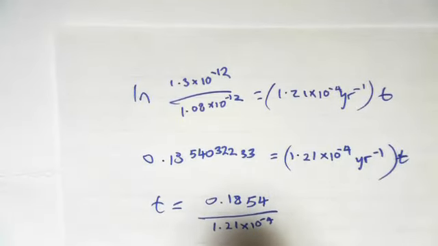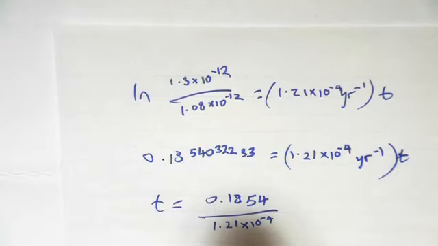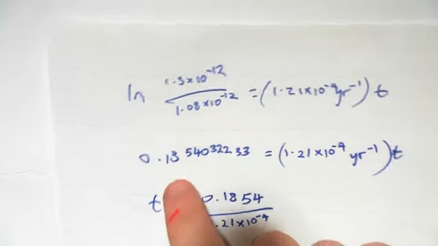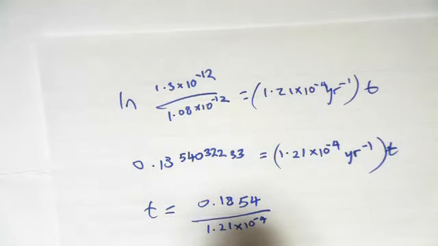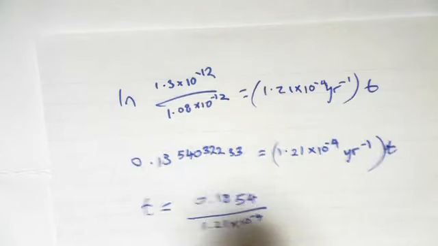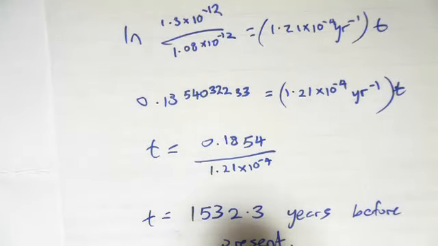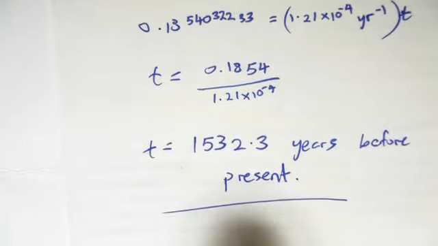Solving that is pretty easy. We have that equation, the log of the ratio of the amount in the sample from back then over the amount now equals 1.21 times 10 to the minus 4 years to the minus 1 times time. So the log of 1.3 times 10 to the minus 12 over 1.08 times 10 to the minus 12 turns out to be 0.1854. So time equals 0.1854 divided by 1.21 times 10 to the minus 4. So you're talking about 1,532.3 years before present. So that makes a bit of sense.